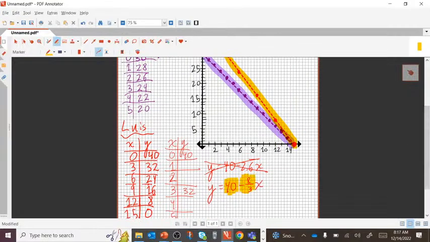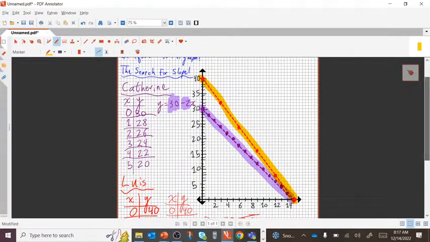And so is negative 8/3. How many of us see the 30 in Catherine's equation? How many of us see the 40 in Luis's? How many of us see the negative 2 in Catherine's? How many of us see the negative 8/3 in Luis's? Maybe some of us are starting to get an idea.